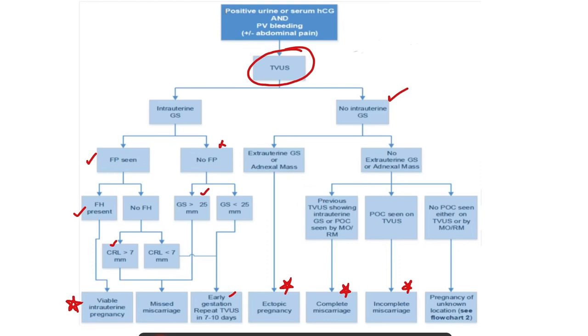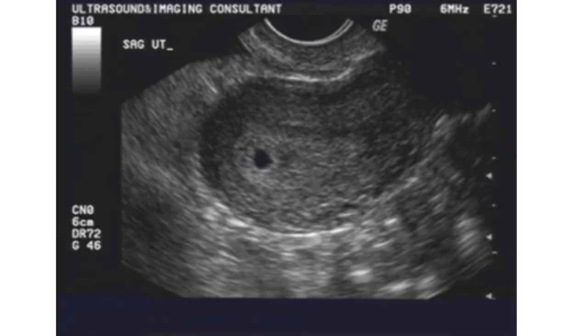Suppose there is no gestational sac on ultrasound and no products of conception on local examination, but her pregnancy test is positive, then it is considered as pregnancy of unknown location. This is an ultrasound showing an early intrauterine gestational sac. This is the uterus. This is the endometrium, meaning the decidua. This is the gestational sac.